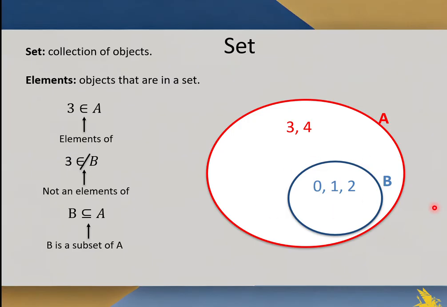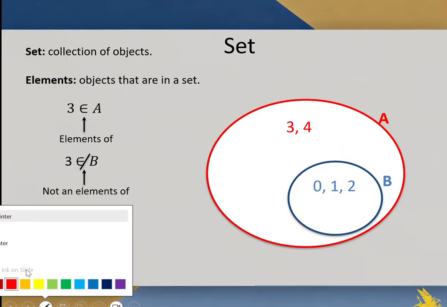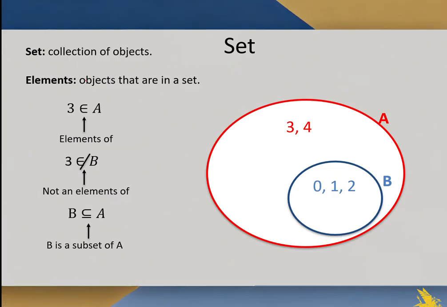Because the whole circle of B is in A, that means we don't have an area where B is not in A. For instance, if I had a normal Venn diagram, A and B, we would have an area that is not part of it. So we say B is a subset of A.